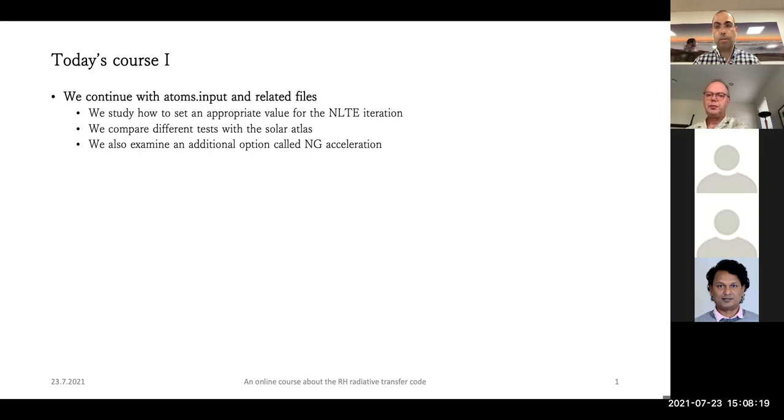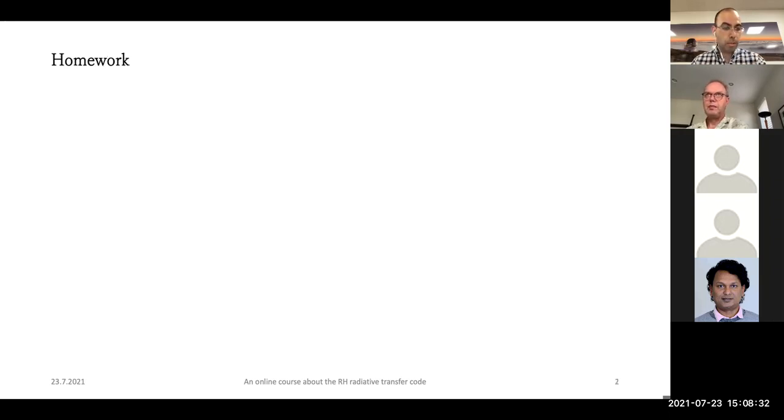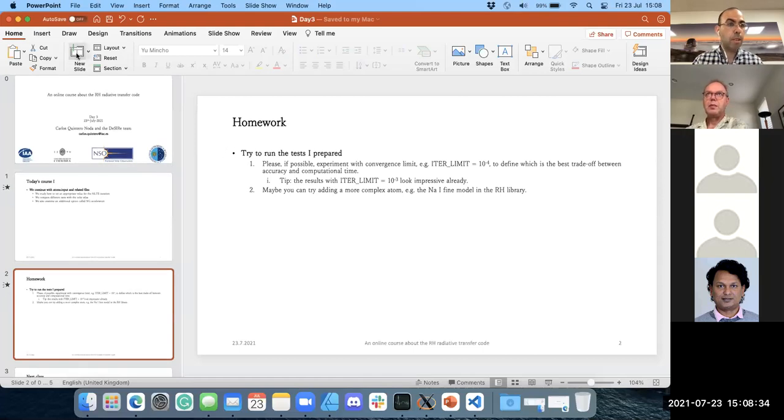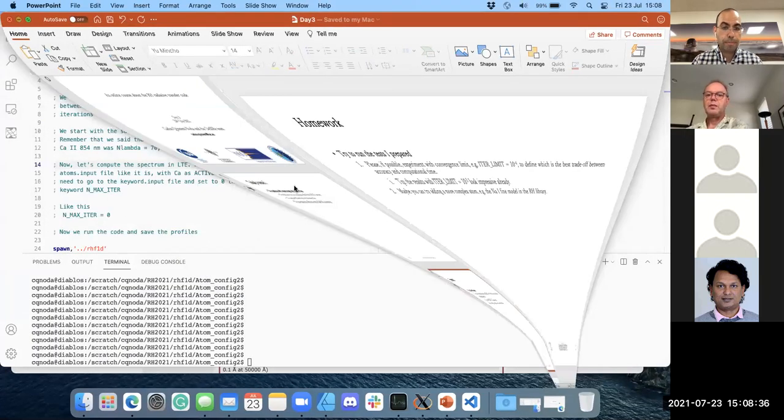So then I hope it will be helpful for you for future computations using either RH, Stick, or DeSIRe, because this is something that is used in all the codes. So then let's jump to the script.